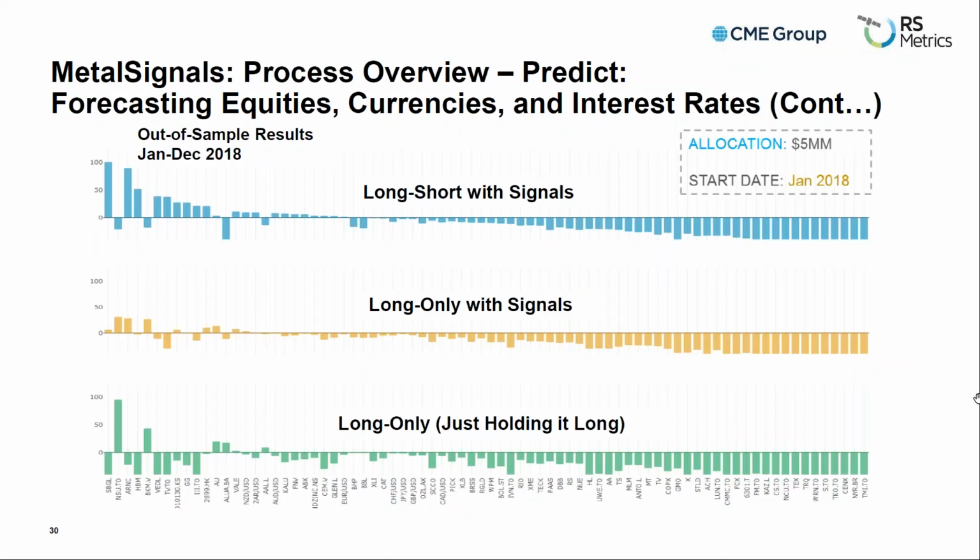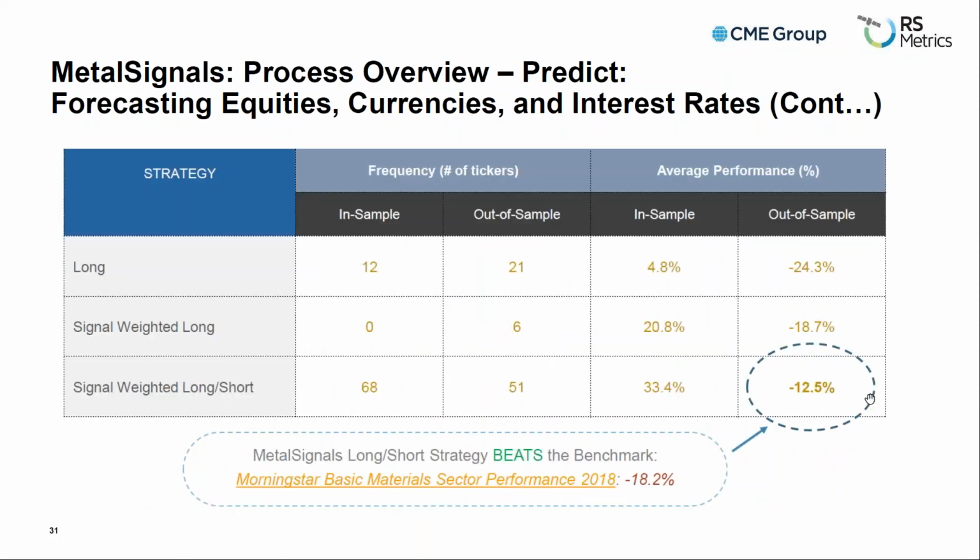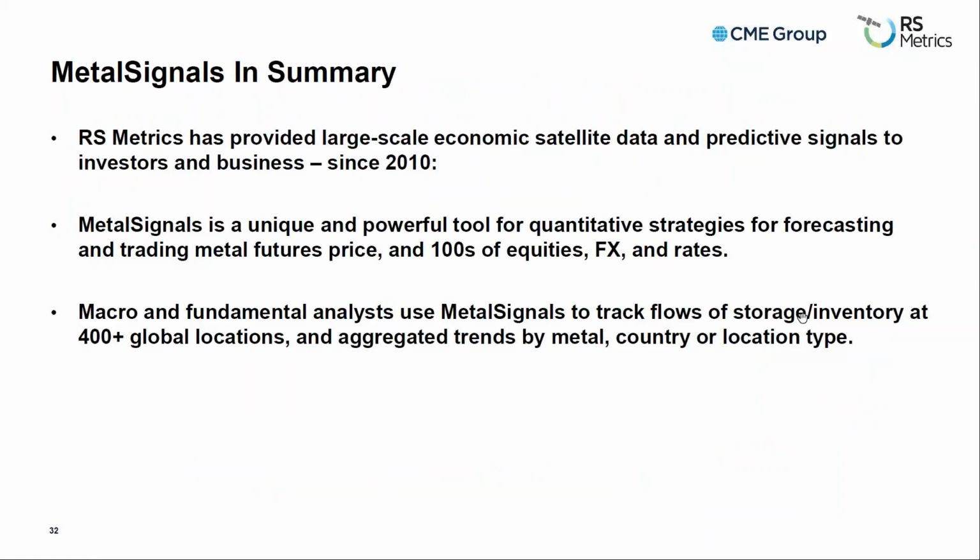But what we do, just a couple more minutes, just to really even go further with this with equities and currencies and interest rates, we did an out of sample test for 2018. And so we just set all the parameters and then run it all through 2018. It's kind of a bad year to do this since a lot of these names, tickers lost. So at the bottom, you can see what you would get if you just held these long. But when you do it long and with signals and long short with signals, it far outperforms. And just grouping it together, our long short is -12 versus the -18 benchmark for Morningstar, and far better than holding long.